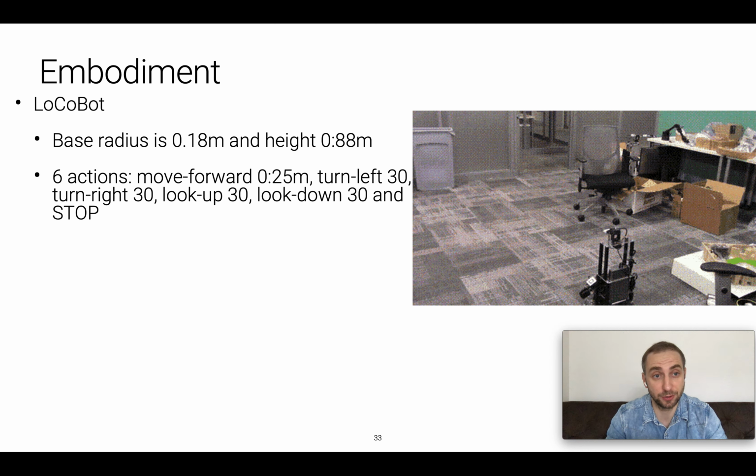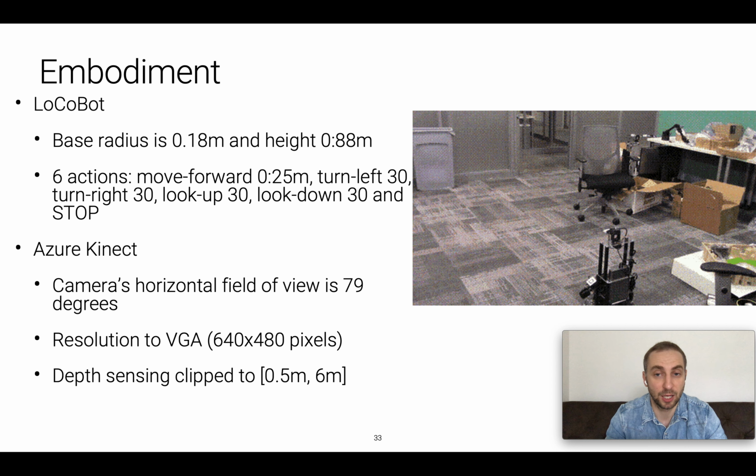The embodiment of our agent is similar to the LoCoBot specification and has 6 actions: move forward, turn left, turn right, look up, look down, and stop. Cameras match the Azure Kinect specification and have 79 degrees of field of view, VGA resolution, and depth sensing is clipped.